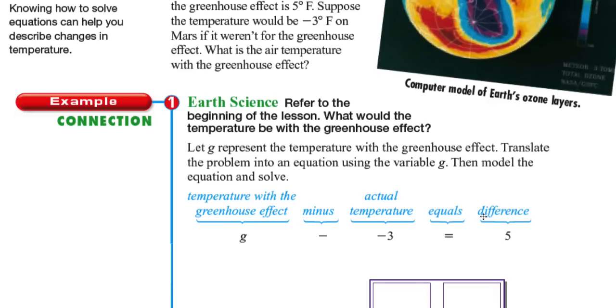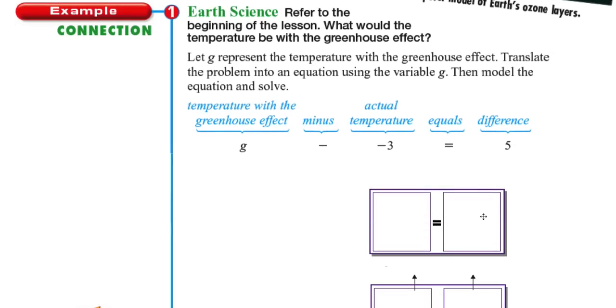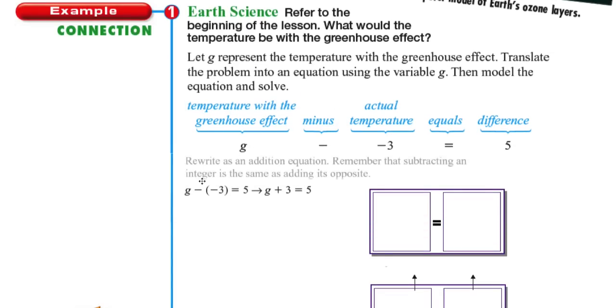Okay, so rewrite this particular equation. We have too many minus signs there, so we rewrite it as an addition equation. Remember that subtracting an integer is the same as adding its opposite. So when you're subtracting negative 3, you're actually adding the opposite of negative 3. G minus negative 3 equals 5 is the same as G plus 3 equals 5.